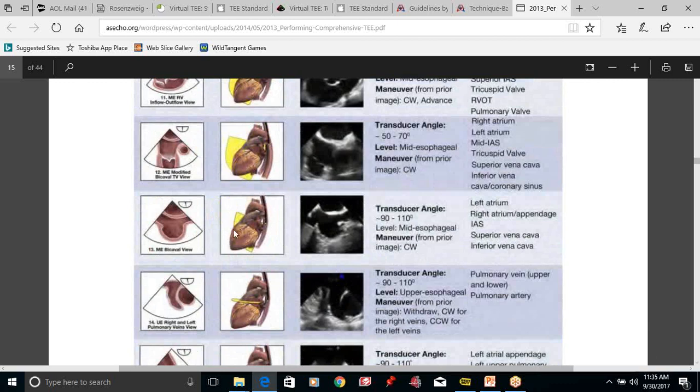And this is what we call your so-called bicaval view. This is your bicaval view where you can see your superior vena cava and inferior vena cava. So bicaval because you can see both views.